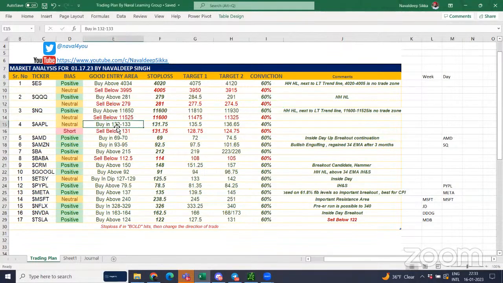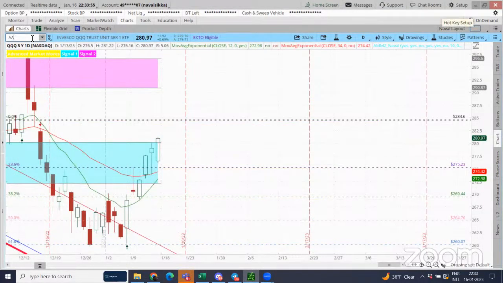Good. So this is about all the indexes and futures which I trade. If you have any questions, please post that on the chat. I would love to reply as much as I can. I'm going to move towards stocks now.